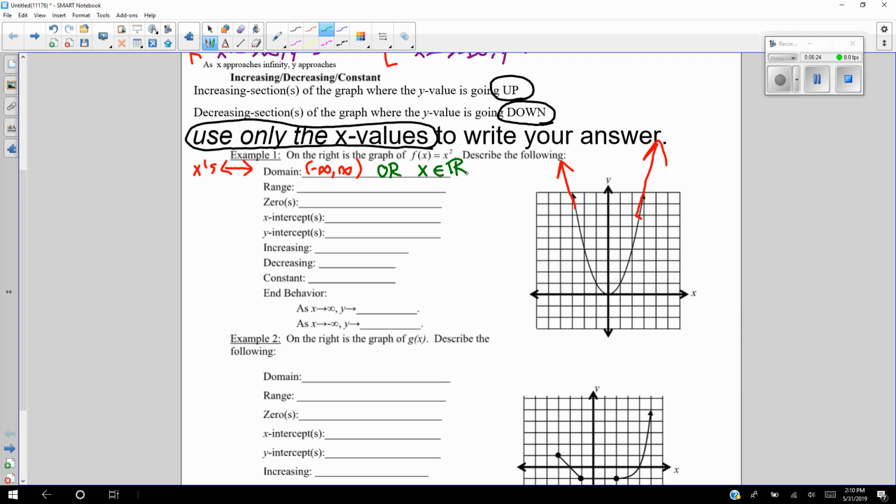The range is how far up and down the graph goes, or in other words, all the y values that are covered. This graph we've already established is definitely going up. Both ends are going up, in fact, forever, but it doesn't go down forever. The lowest y value occurs right here at y equals 0. So it's everything greater than or equal to 0.